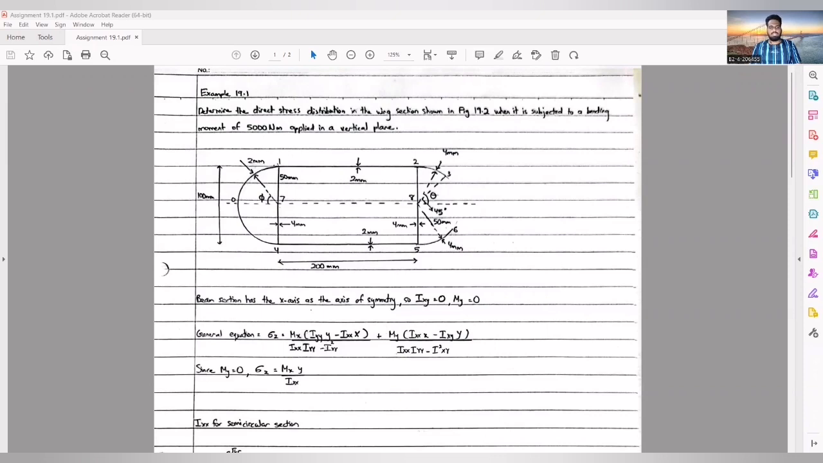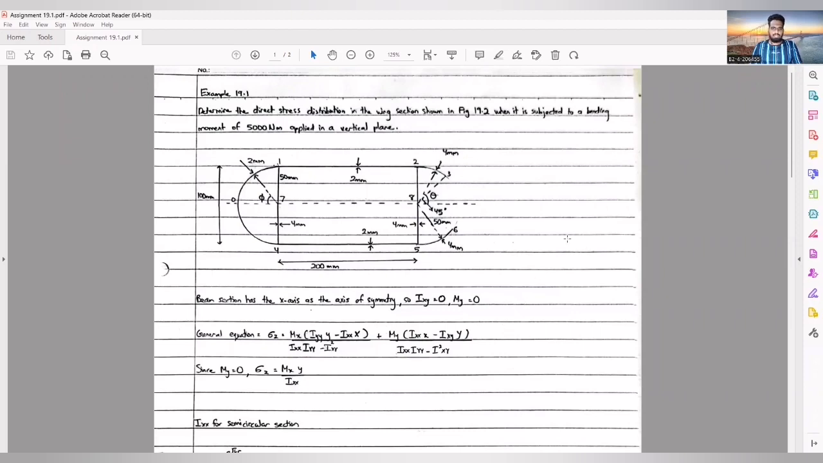Today we are going to discuss about combined open and closed section beam. I'll be discussing about the bending, which is example 19.1. Let's look at the example question. The question states: determine the direct stress distribution in the wing section shown in figure 19.2 when it is subjected to a bending moment of 5,000 Newton meter applied in a vertical plane.